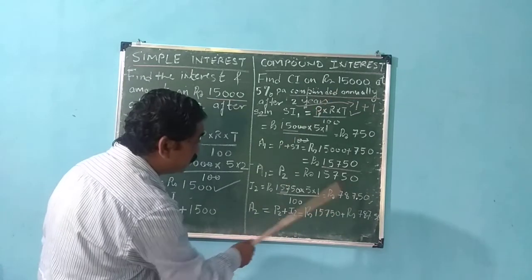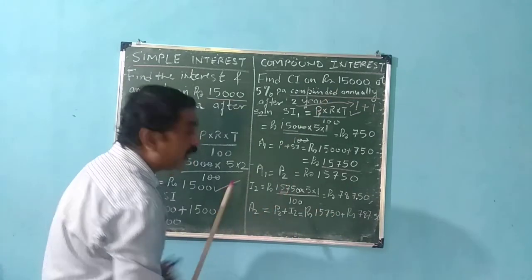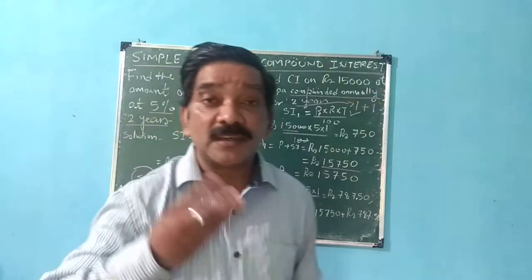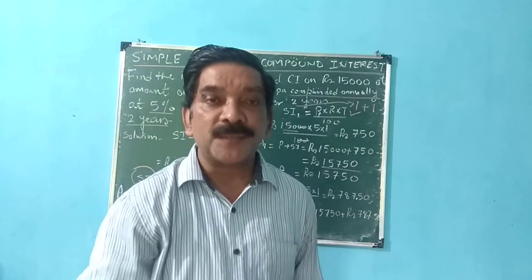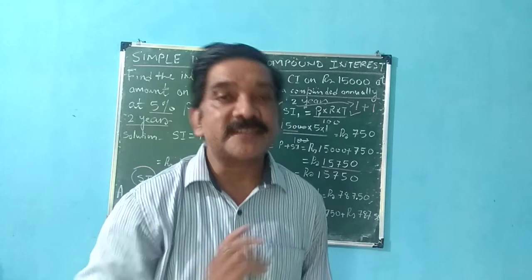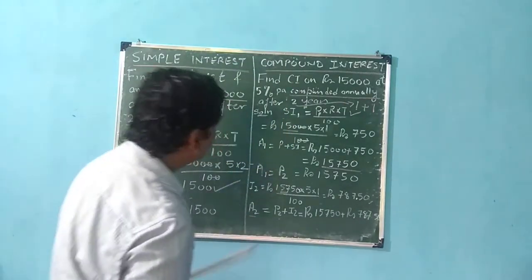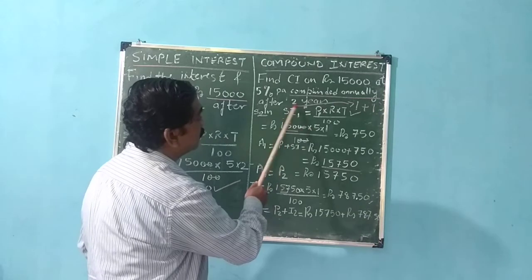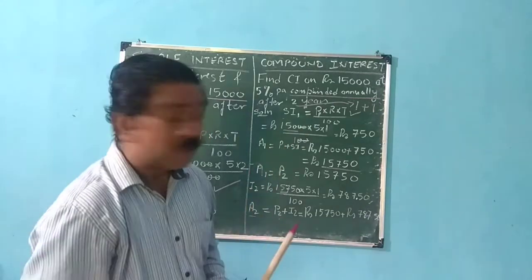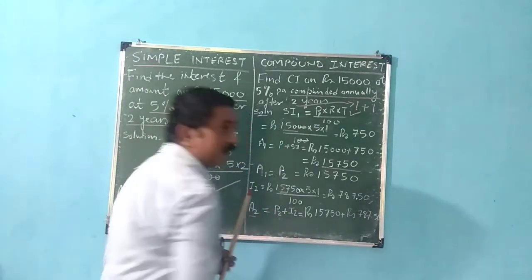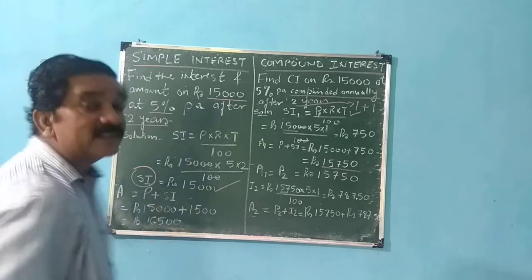We will add this money to this money, that will give me the amount for the next year, or the amount at the end of the second year. Clear? So we got the amount for the second year for 2 years, correct? Now we have to add this and we have to get the answer. But in this case it is different.